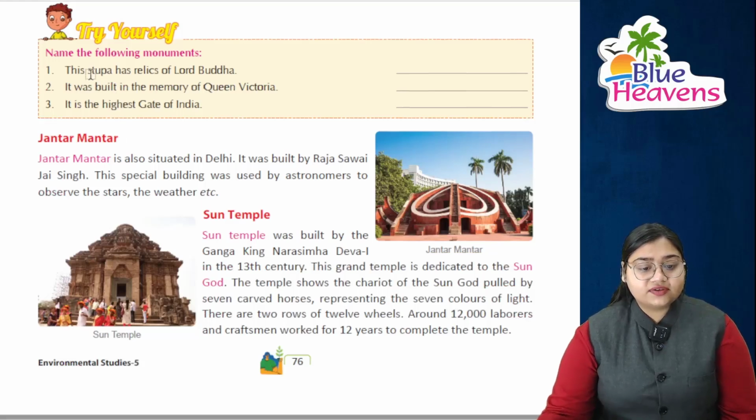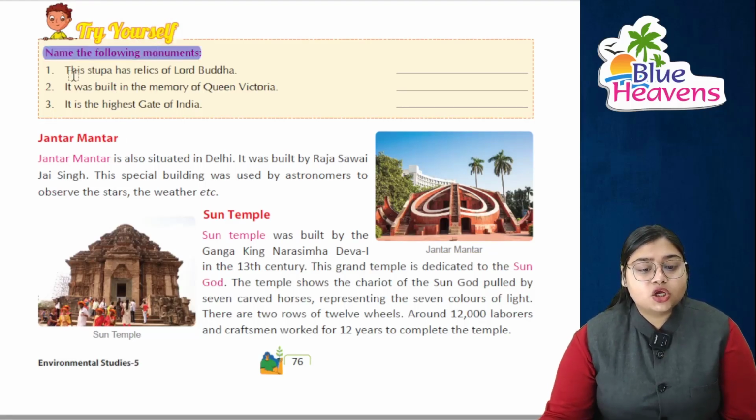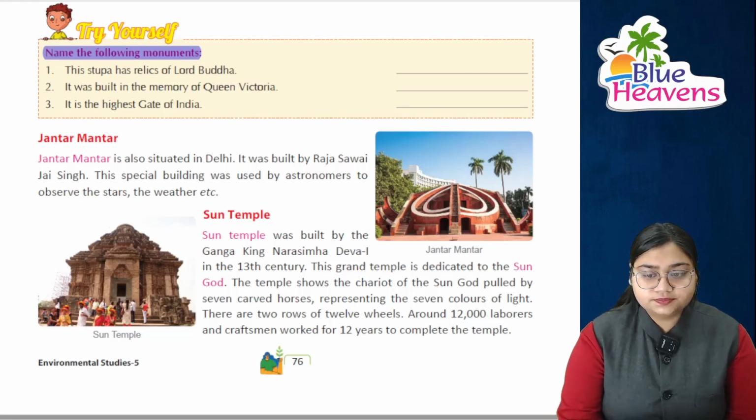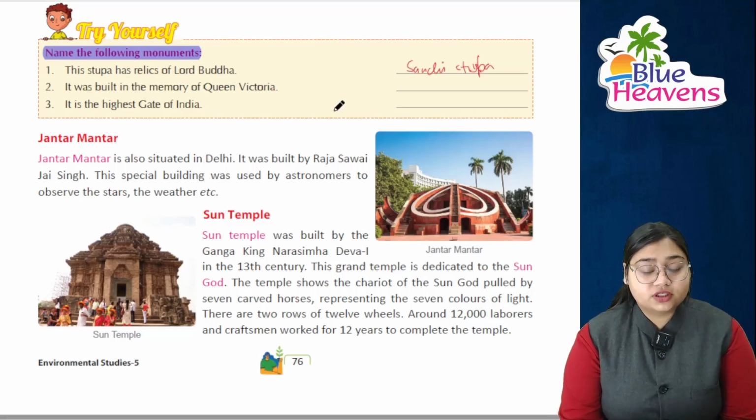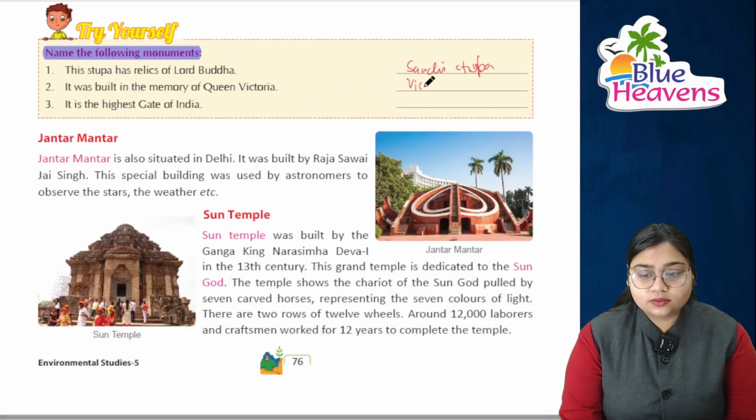Now it is an activity which says name the following monuments. So this stupa has relics of Lord Buddha. So we will write here. So it is Sanchi Stupa. We will write here. Next is it was built in the memory of Queen Victoria. Victoria Memorial.